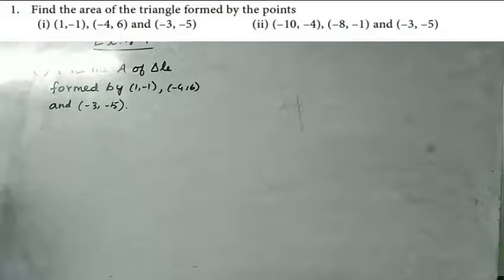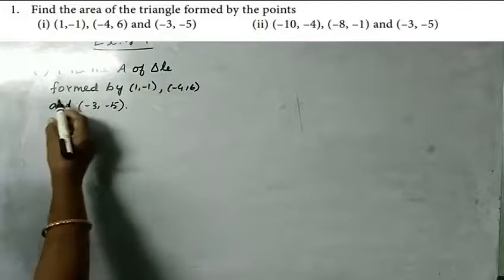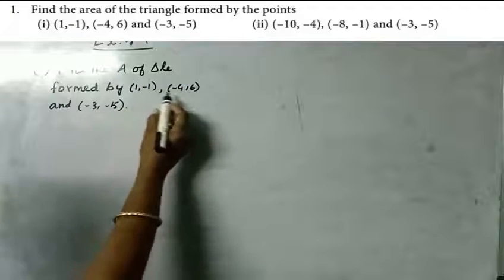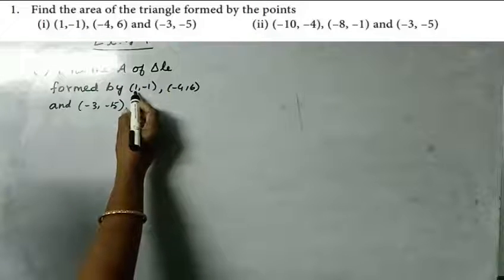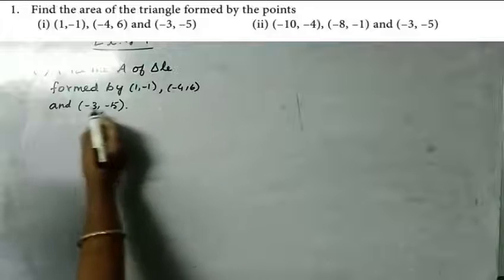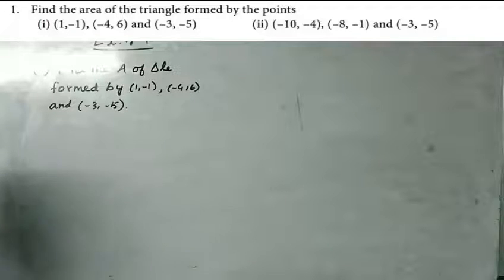Today in this video, let us see exercise 5.1. First question, first subdivision. Find the area of the triangle formed by the coordinates (1, -1), (-4, 6) and (-3, -5).